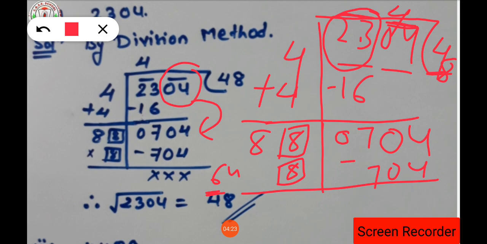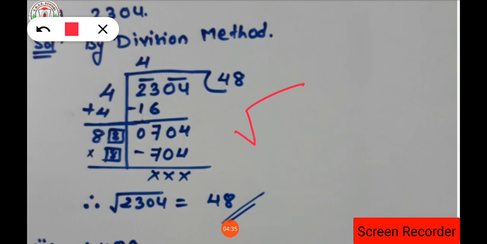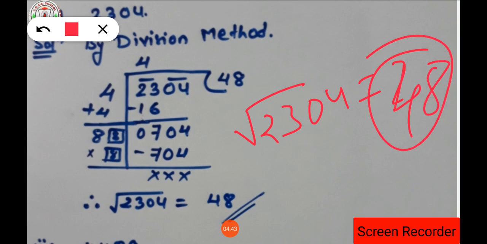So subtracting this number, what does it become? 4 minus 4 will be 0. 0 minus 0 will be 0. 7 minus 7 will be 0. So what is the square root of the number? The square root of 2304 is 48. So this is the square root.